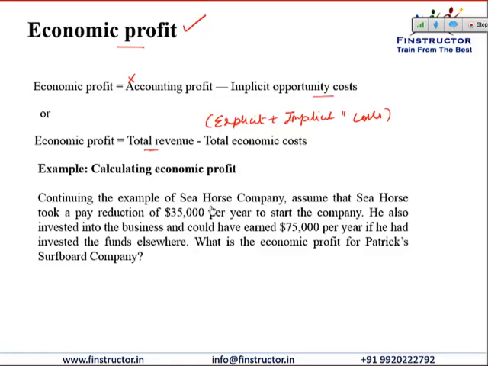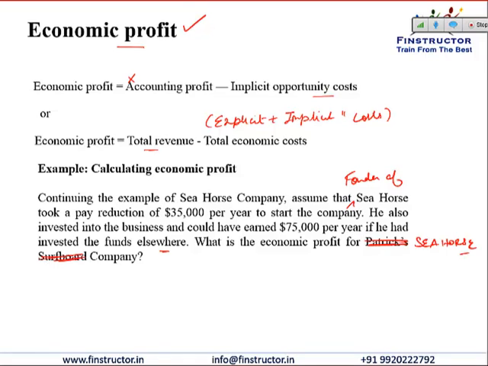So, continuing the example of Seahorse Company, assume that Seahorse took a pay reduction of $35,000 per year to start the company, or we can say that the founder of Seahorse took a pay reduction of $35,000 per year to start the company. He also invested into the business and could have earned $75,000 per year if he had invested the funds elsewhere. So what is the economic profit for Seahorse Company?